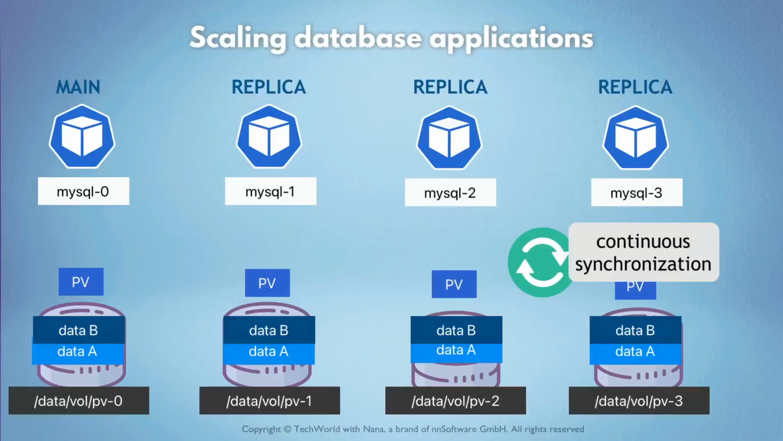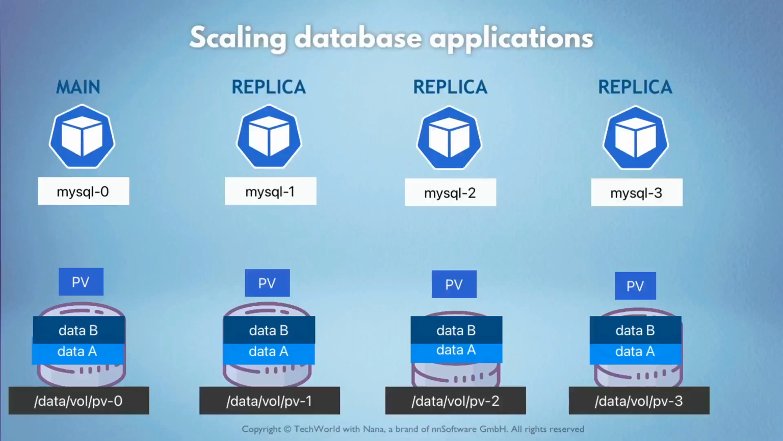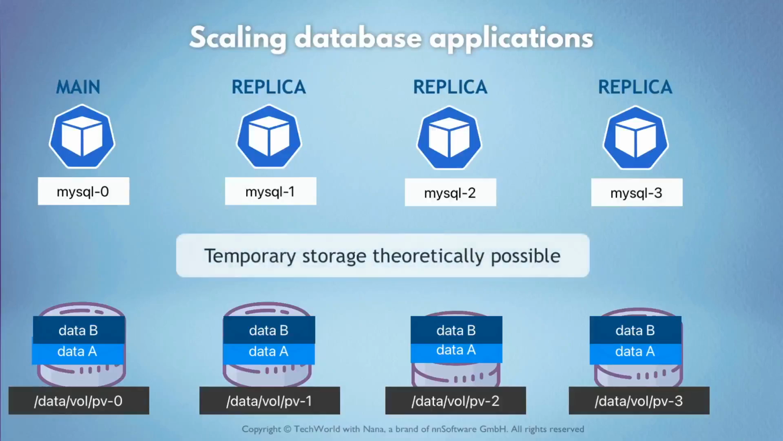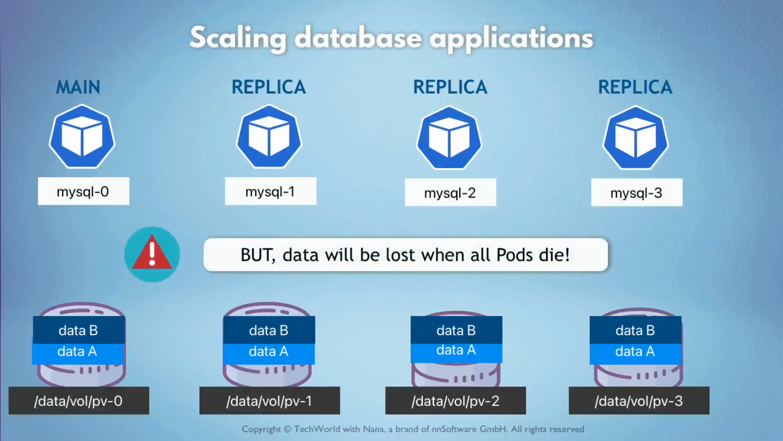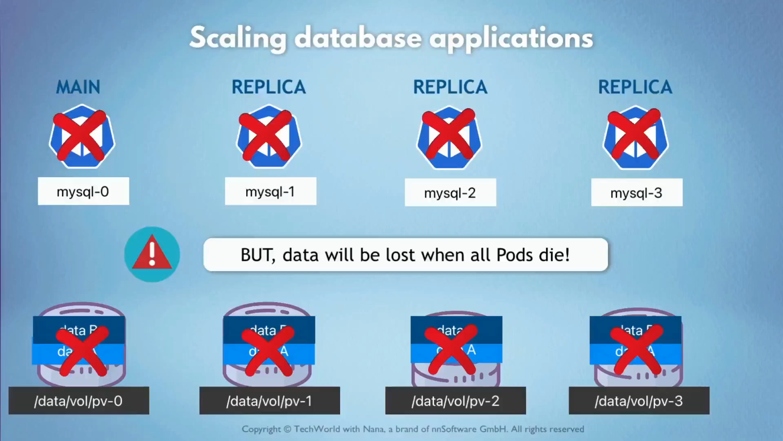And this also means, and I want to point this out since it's a pretty interesting point, that you can actually have a temporary storage for a stateful application and not persist the data at all, since the data gets replicated between the pods. So theoretically, it is possible to just rely on data replication between the pods. But this will also mean that the whole data will be lost when all the pods die. So for example, if the StatefulSet gets deleted or the cluster crashes or all the nodes where these pod replicas are running crash and every pod dies at the same time, the data will be gone.